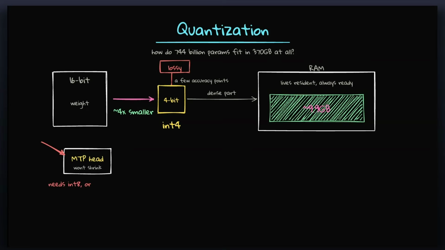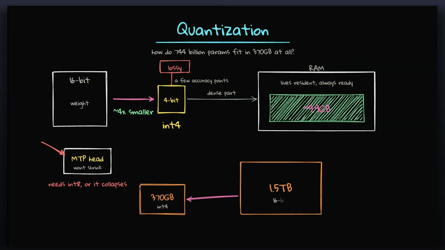All right, but there are some things that you actually need to keep in 8-bit. For example, the multi-token prediction head needs to be in 8-bit, otherwise it's going to collapse completely and you're not going to get that performance. So this is a very important distinction to keep. Otherwise, if you're running this model in 16-bit full precision, you're going to need 1.5 terabytes. But thanks to this 4-bit quantization, we can reduce it to a manageable size that can run on an SSD.